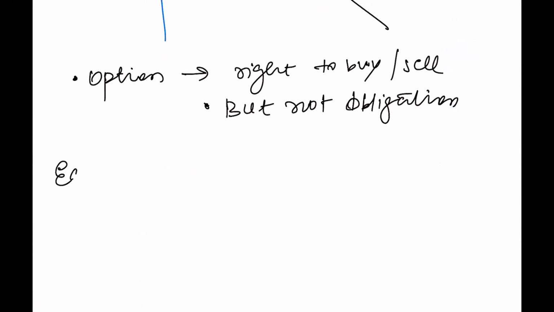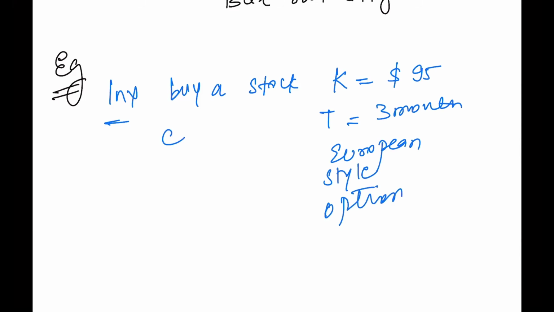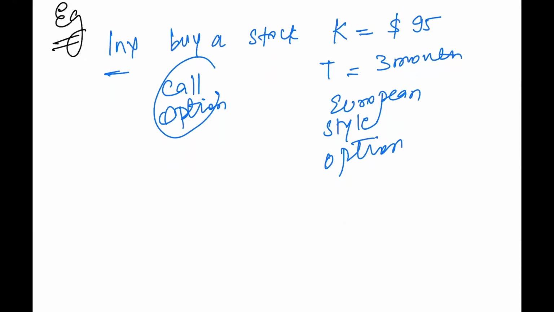Let's take an example to better understand this call option. Let's say an investor wants to buy a stock at a predetermined price of $95. Time is 3 months from now, and it's a European style option. And we know it's a call option. So now if you see the stock value at the maturity.